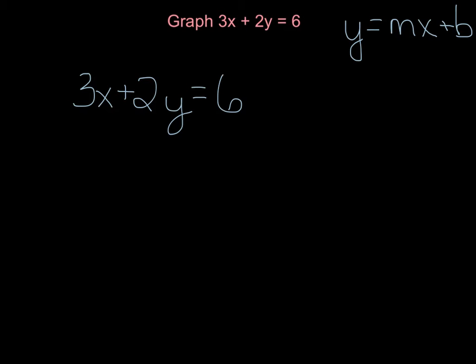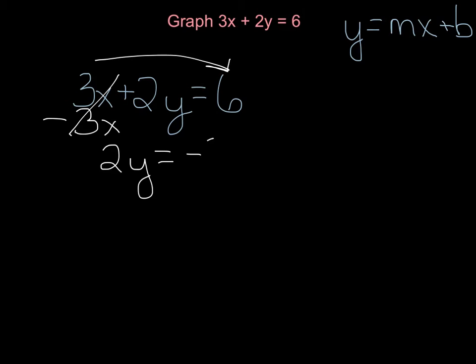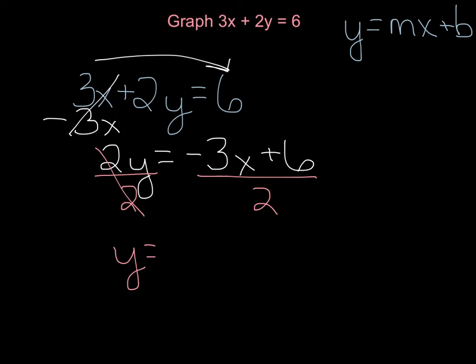So let's first work on getting the 3x on the other side. So if I need the 3x over here, I need to subtract it from this side. So now I have 2y equals negative 3x plus 6. So we now have our y and our x in the right place. So we are going to divide everything by 2. And so we have y equals negative 3 halves x plus 6 divided by 2, which is 3.